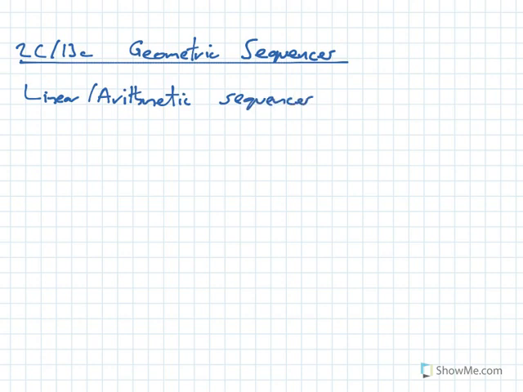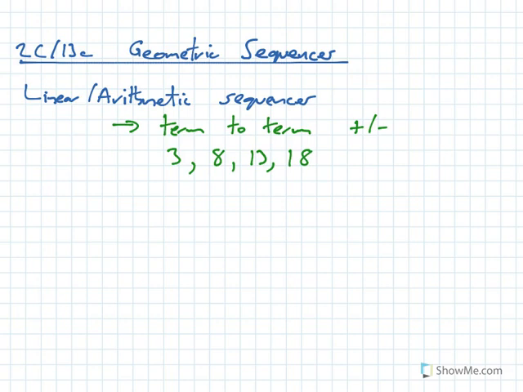So a linear or an arithmetic sequence, the ones you did yesterday, are the ones where to get from term to term, all you need to do is add or take something away. So for example, 3, 8, 13, 18, that's a linear or arithmetic sequence because to get from one term to the next I just have to keep adding 5. So the last lesson was all about adding and taking away.